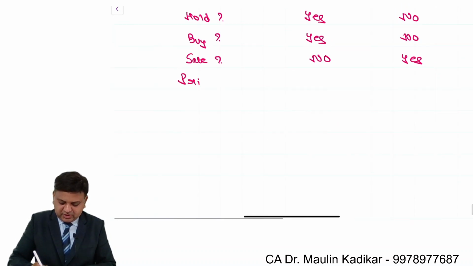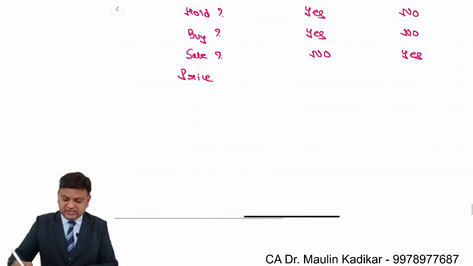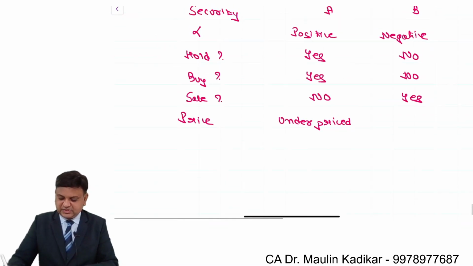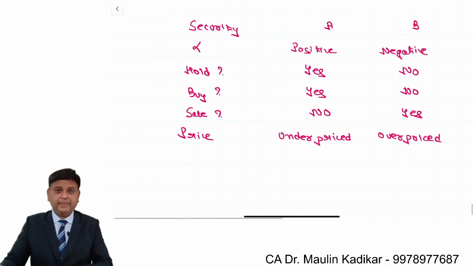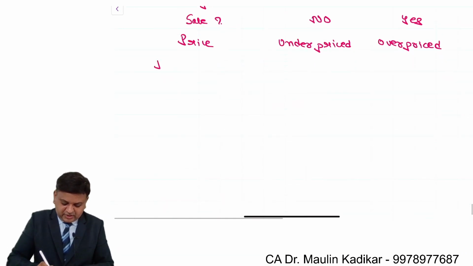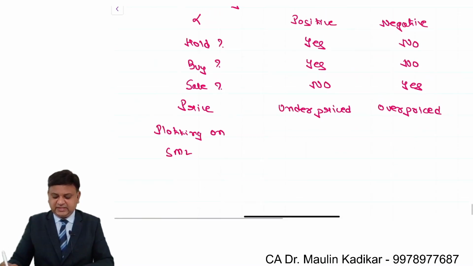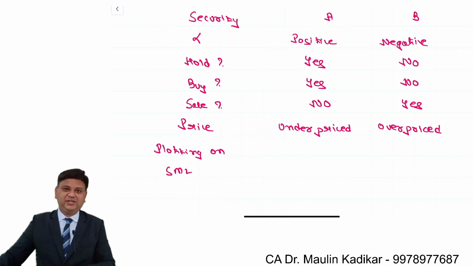We understand that technically security A is considered underpriced, so you should buy it. And as far as security B is concerned, it is overpriced, so you should sell it. And one more is the plotting on security market line. I will just give a small explanation to you of how these securities will be plotted on the security market line.